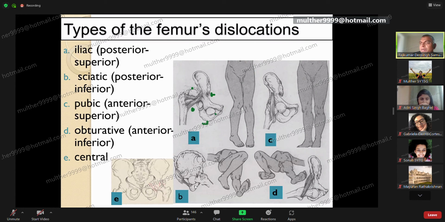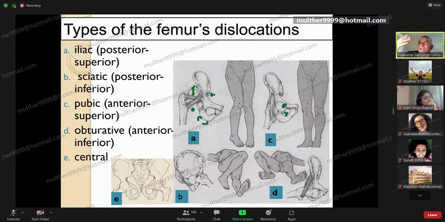When you come to the department, you can ask the teacher how to remember these names. It is so simple. In posterior superior, the head of the femur lies on the iliac bone, so it is called iliac. In posterior inferior, it is on the sciatic bone, so it is called sciatic. In anterior superior, the head is on the pubic bone, so it is called pubic. In anterior inferior, it is in the obturator foramen, so it is called obturator. Either remember by the localization of the head of the femur or by the simple term.